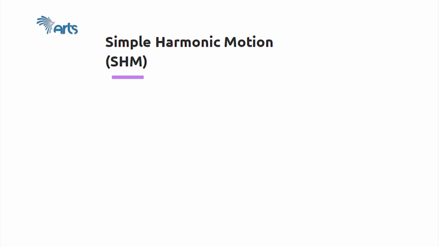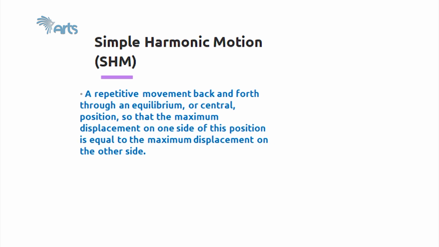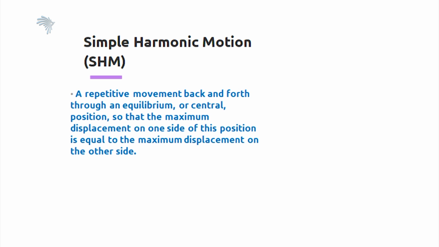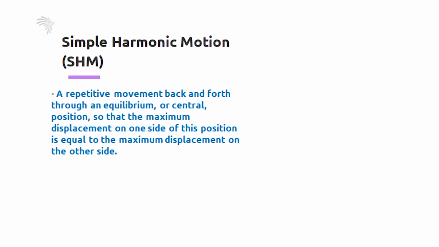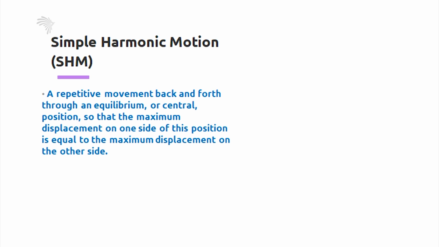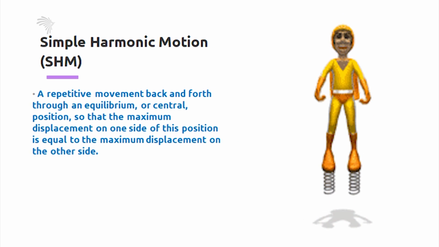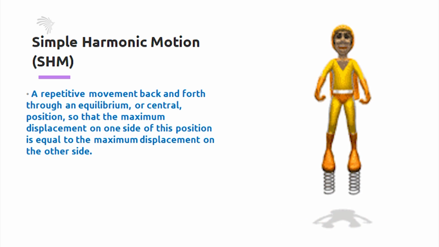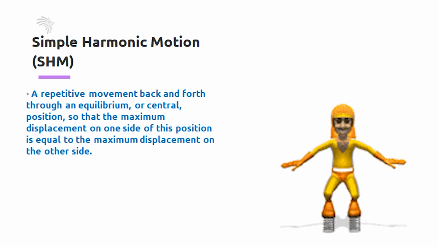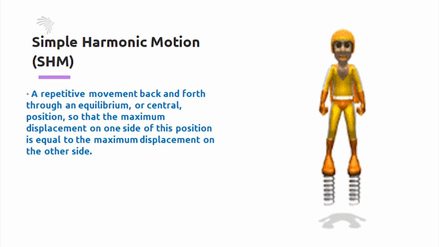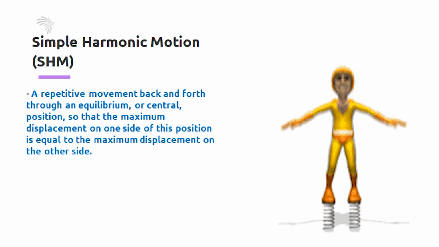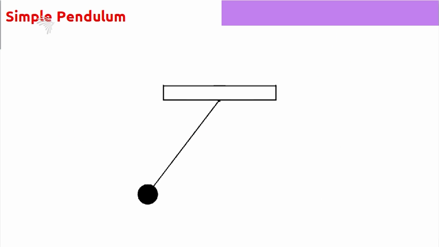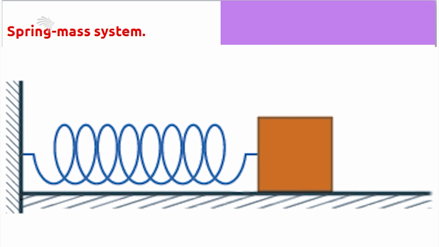Simple harmonic motion, or SHM in short, is a special type of periodic motion in which an object oscillates back and forth or up and down about an equilibrium position between two extremes, such that its acceleration is always directly proportional in size but opposite in direction to the displacement. Common examples of objects that execute simple harmonic motion are the simple pendulum and a spring mass system.